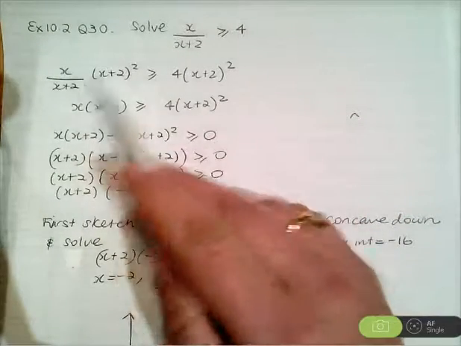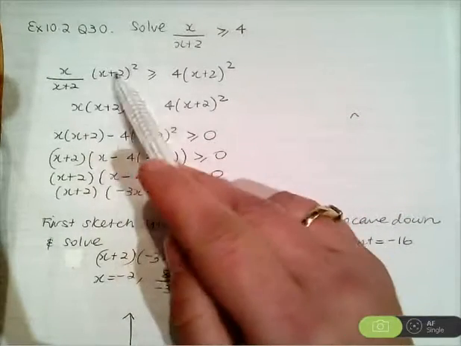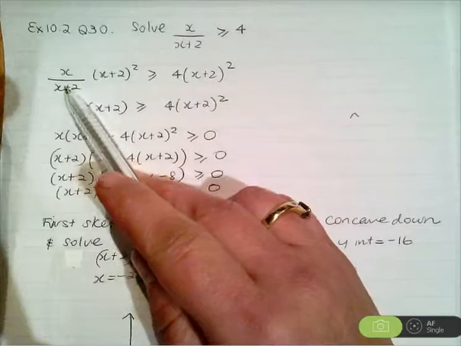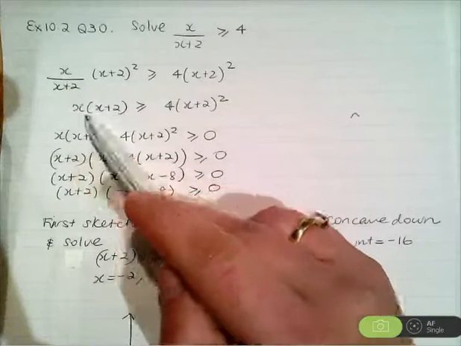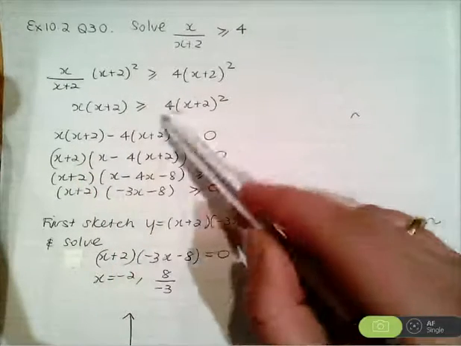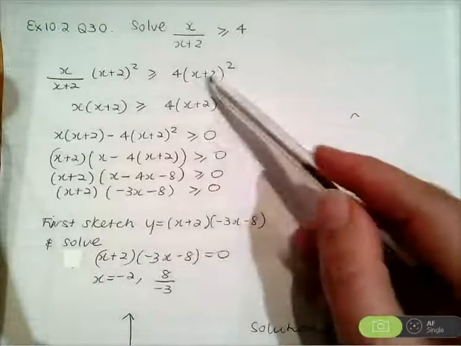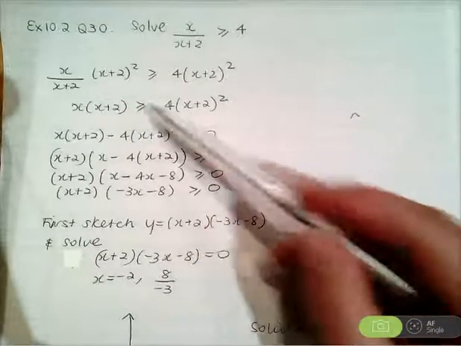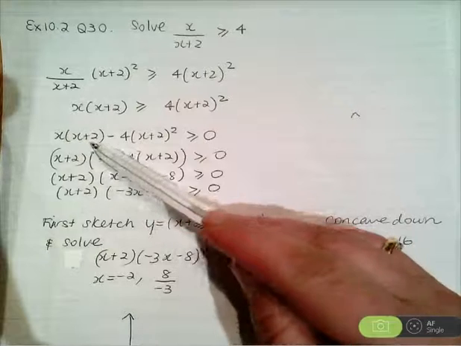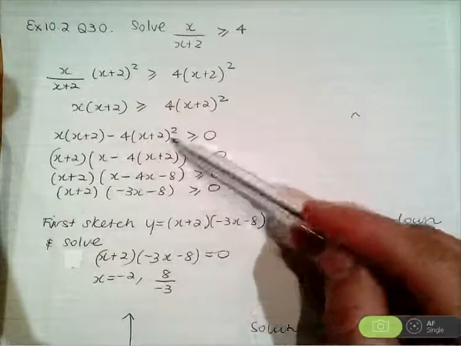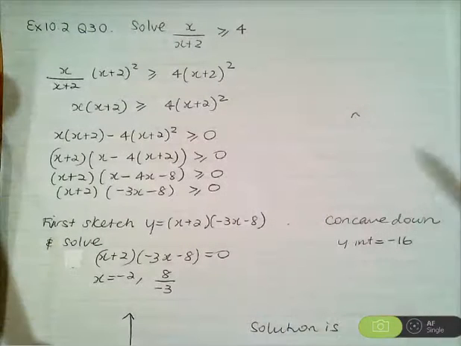Now if we multiply both sides by x plus 2 squared, one of the x plus 2's up here cancels with this one down here, and we're left with x bracket x plus 2 is greater than or equal to 4 bracket x plus 2 squared. If we then take this bit on the right hand side over to the left hand side, we get x bracket x plus 2 minus 4 bracket x plus 2 squared is greater than or equal to 0.